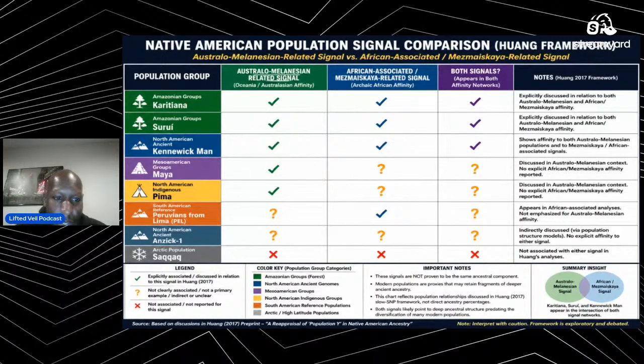North American ancient Anzick 1 didn't have any Austro-Melanesian related signals or African associated signals. Mesmaiskaya, Sackett had none of either. And I guess these question marks really mean not clearly, no clear signal. Not that it was none, it's just no clear signal. Dilute. All right, and the X means none at all. And it was clearly negative, is what the red X means. Okay, so let's go.